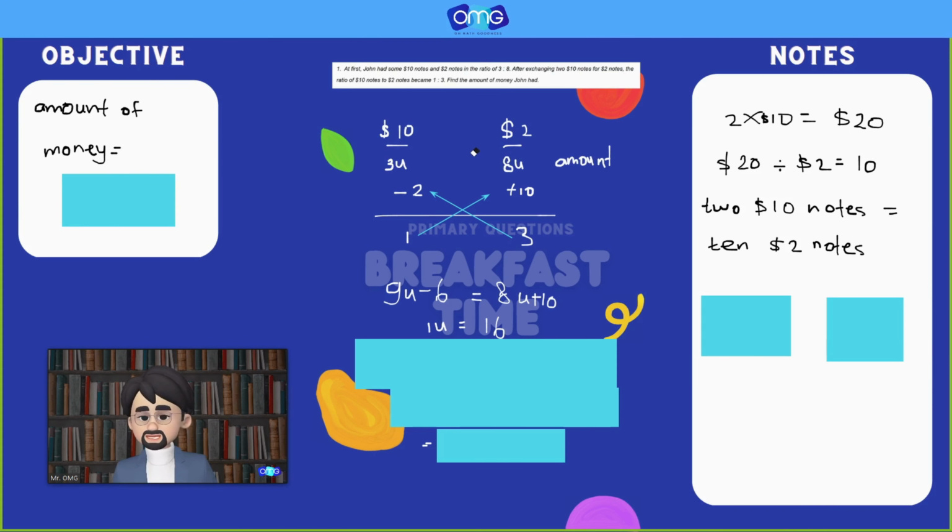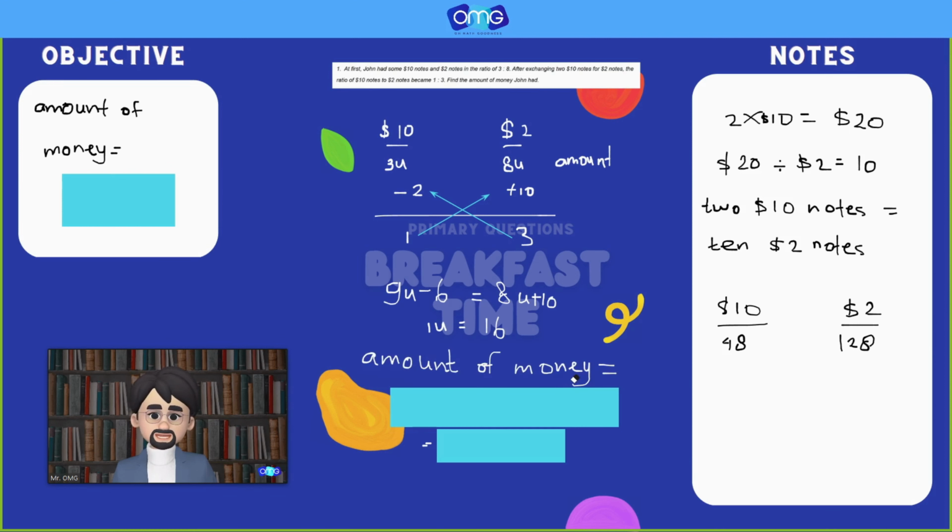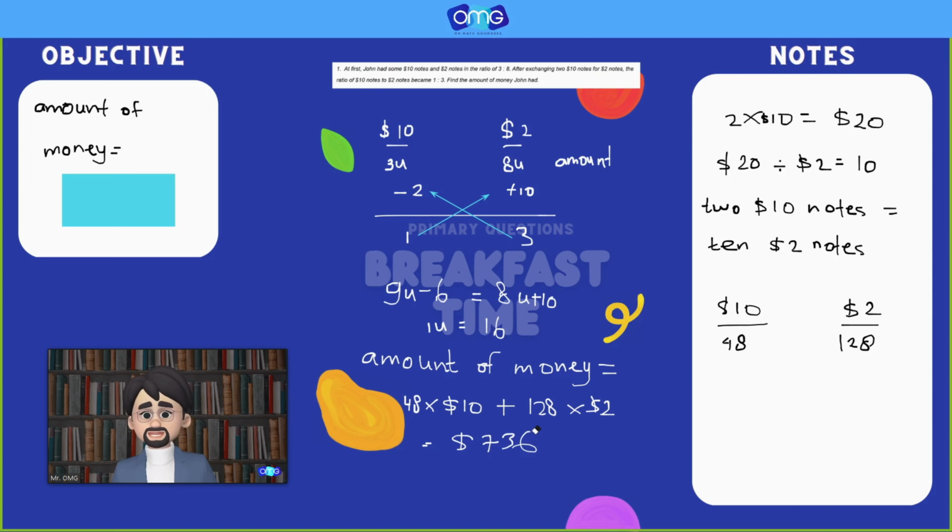So basically from here we know that for the $10 notes there are 48, because 1 unit is 16, so 3 units is 48. While for the $2 notes there are 128 notes. In total, the amount of money will be 48 notes of $10, which is 480, plus 128 times $2. In total, there will be 736. And the total amount of money John had is 736, and that's the answer.